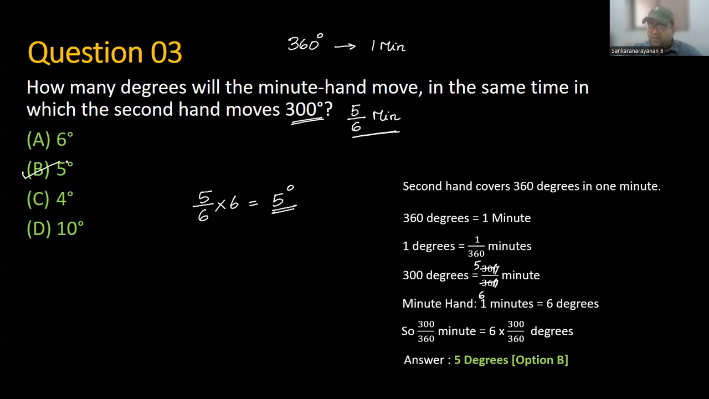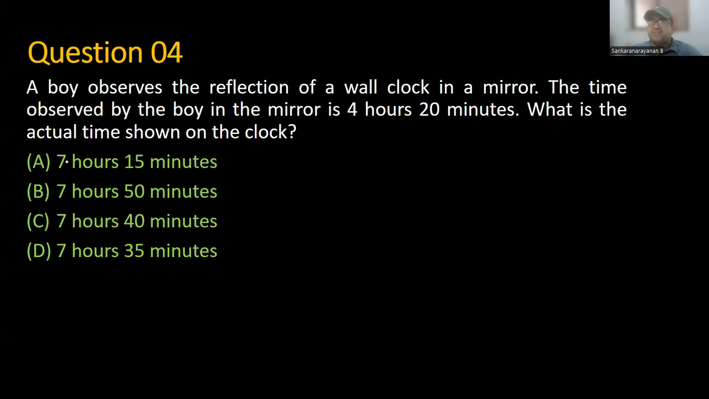Now let's consider the next question. Here, a boy observes the reflection of a wall clock in a mirror. The time observed by the boy in the mirror is 4 hours and 20 minutes. That's what the boy sees in the reflection. The question is, what is the actual time shown on the clock?